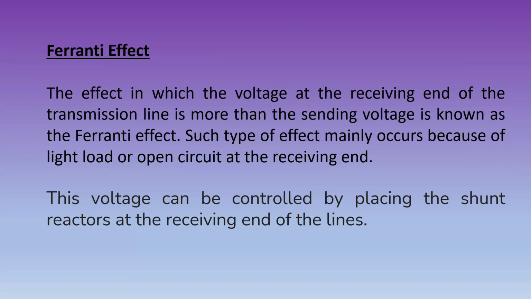The voltage is increased at the receiving end, we are getting more voltage, but the ratings of the equipment are different. If you give this type of voltage fluctuation or very high voltage, it will damage the equipment. So we have to place shunt reactors at the receiving end. That is the solution for this Ferranti effect.